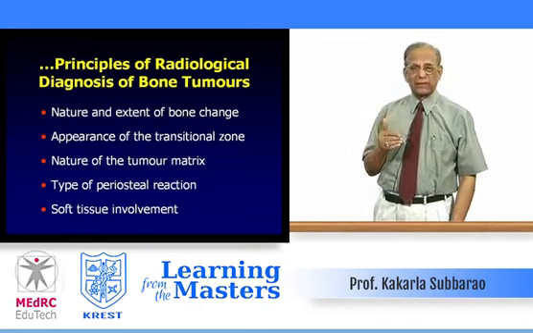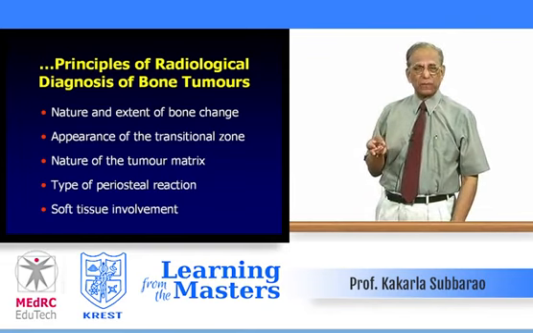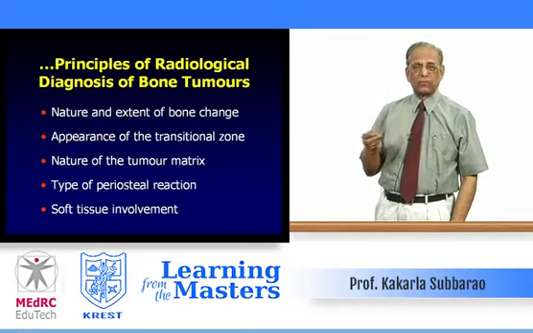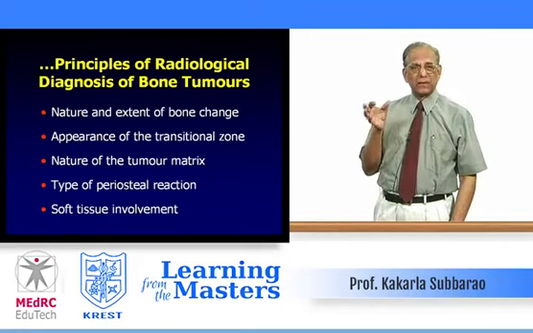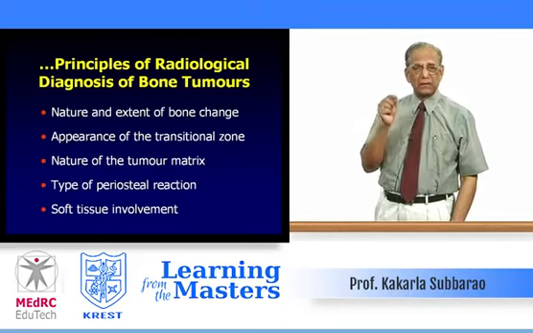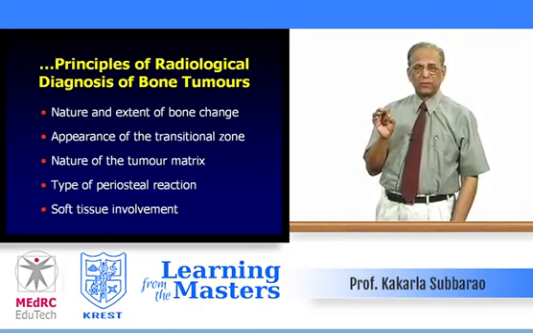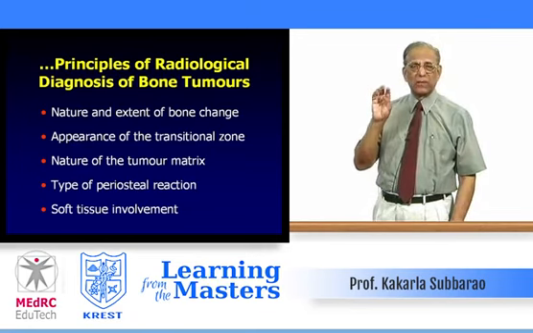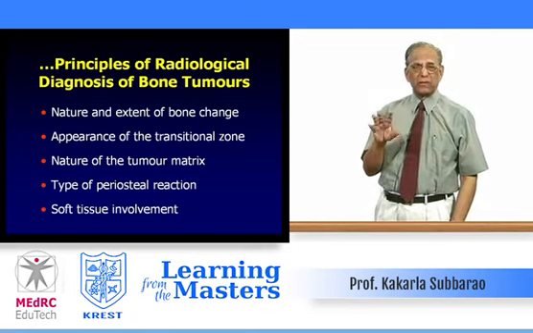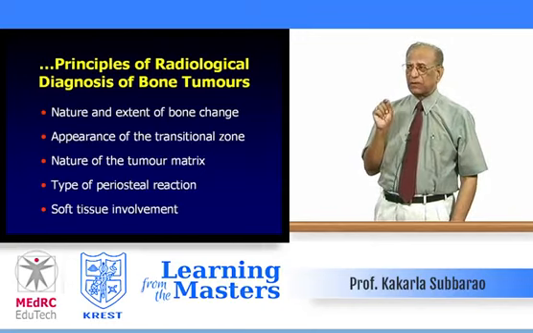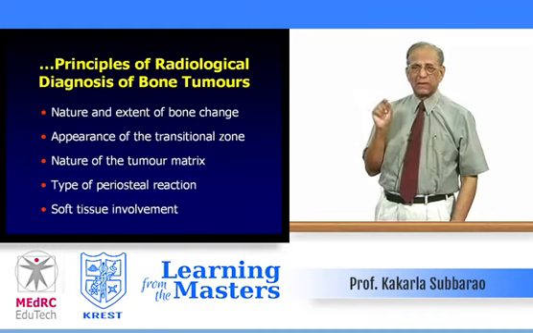Nature of the tumor matrix. What does the tumor matrix consist of? Is it new bone, clouds of new bone, or is it a cartilaginous lesion, namely circles, arcs, or nuggets of calcification? And also, if it is vascular, say a hemangiopericytoma or a hemangioma, you think of vascular grooves. So it is important that the tumor matrix is studied properly.